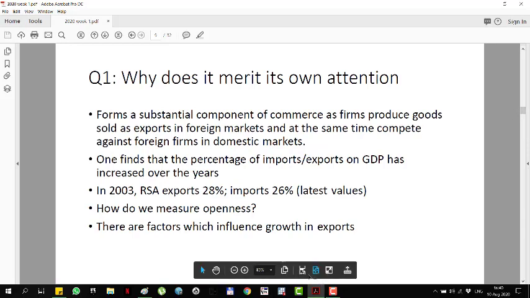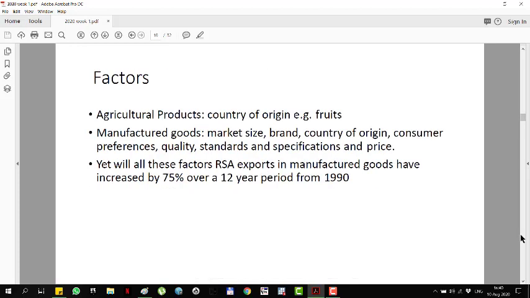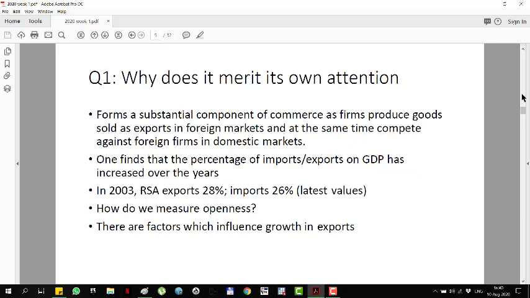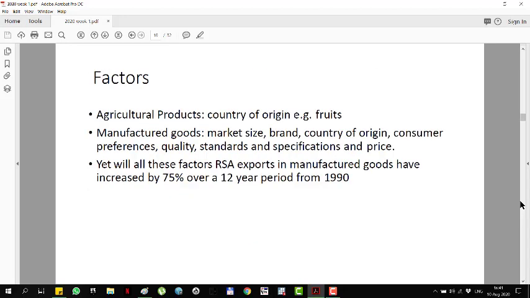So, moving on to the factors that influence our growth in exports. So, there are things like agricultural products. What is the country of origin? Where do they come from? So usually speaking, within your country, you need to consider, if I'm buying a good, where is this coming from? If you know a certain country sells terrible goods and you know it's coming from there, then in terms of the quality, you might say, no, we don't want this. Or if you know this is coming from a certain country that sells the best quality fruits, then you're like, oh, I want that.